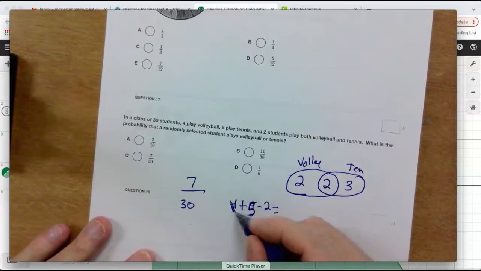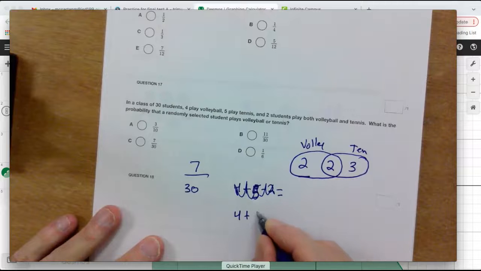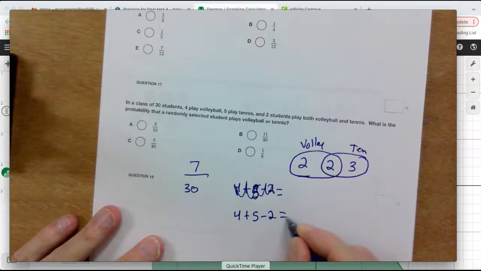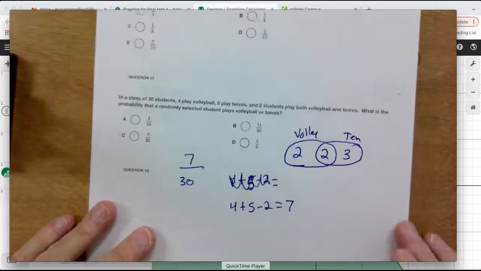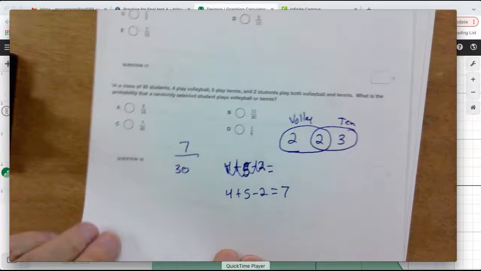Guys, I'm sorry, let me do that again. 4 plus 5 minus 2 equals 7. That's the 7 I put right there, because I counted those 2 here and here. All right?